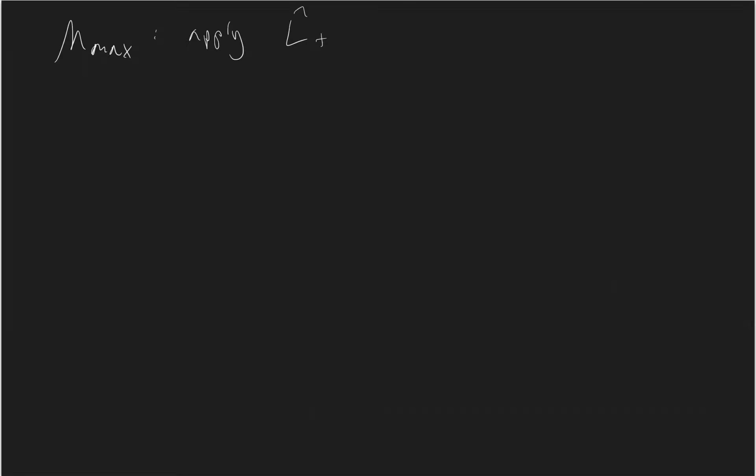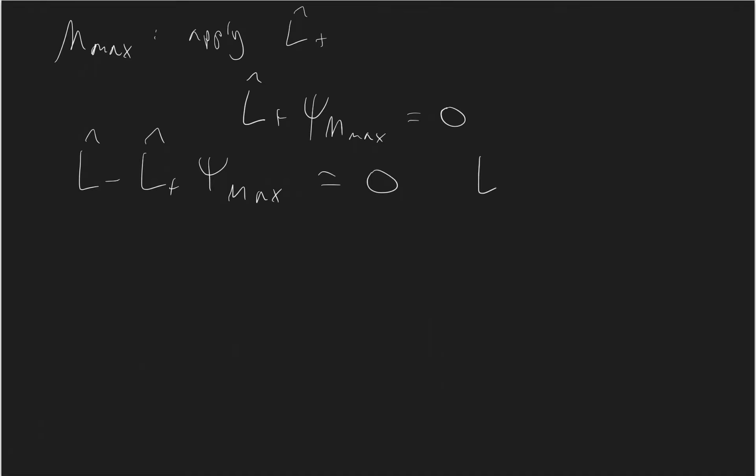We must get 0. So there is no higher state that we could possibly have. And so what we have here is m max equals 0, okay? And if we act on this equation with the lowering operator, what do you think is going to happen? It also has to equal 0.